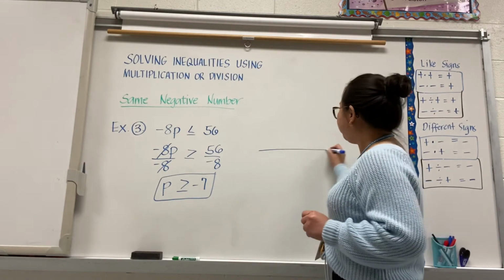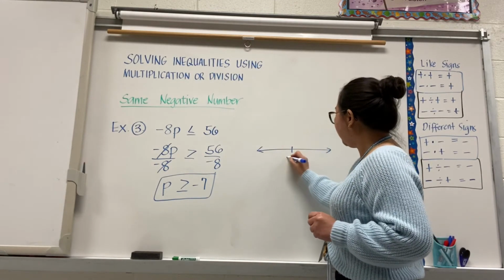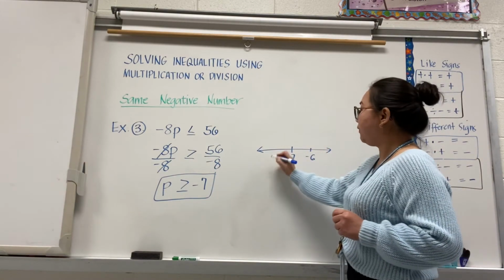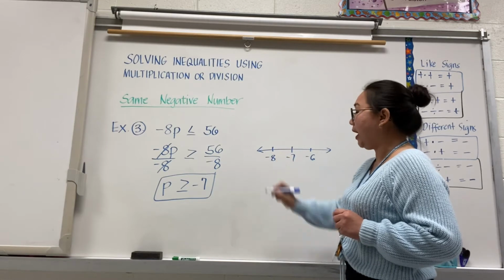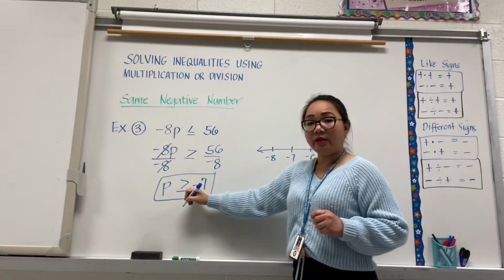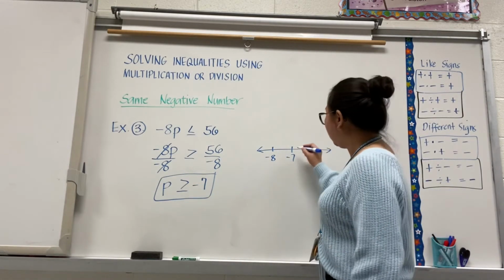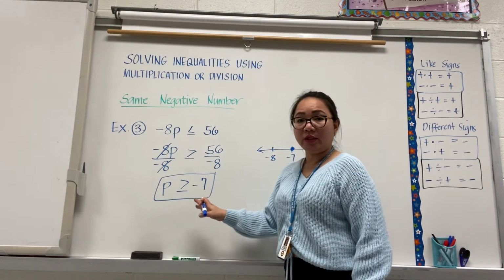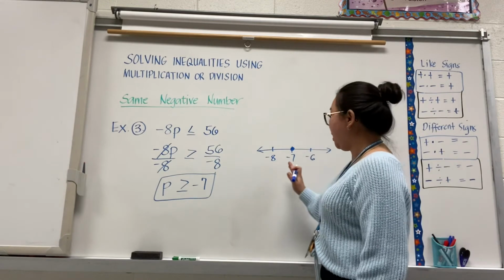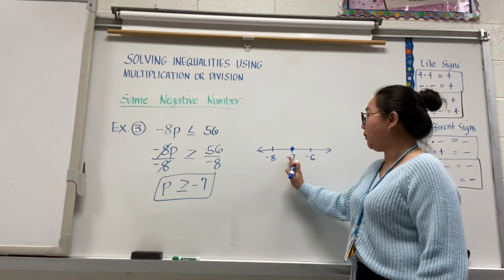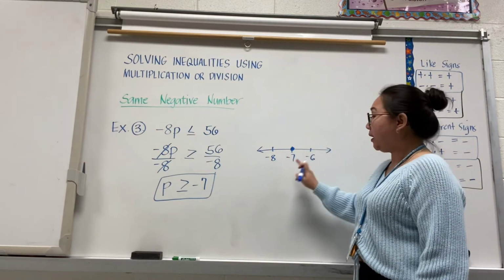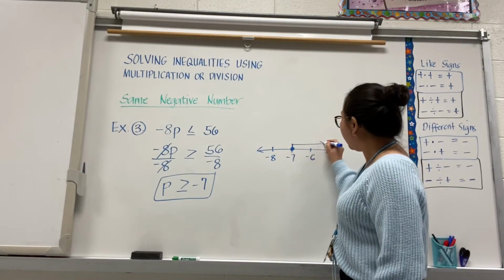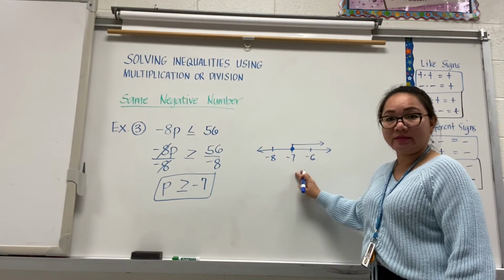Then graph. Negative 7 in the middle. Right of negative 7 is negative 6. Left of negative 7 is negative 8. Symbol is greater than or equal to, so draw a closed circle. So when we say greater than or equal to, the direction is to the right. That means all numbers to the right of negative 7, but it starts here. Starts at negative 7. So the graph looks like this.